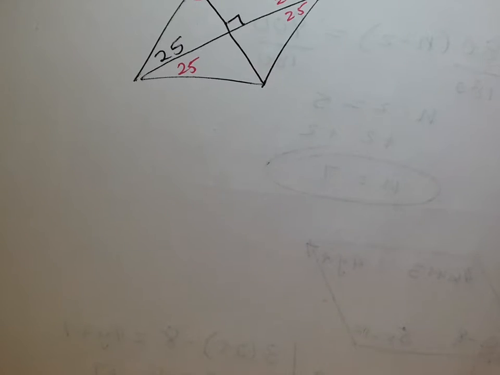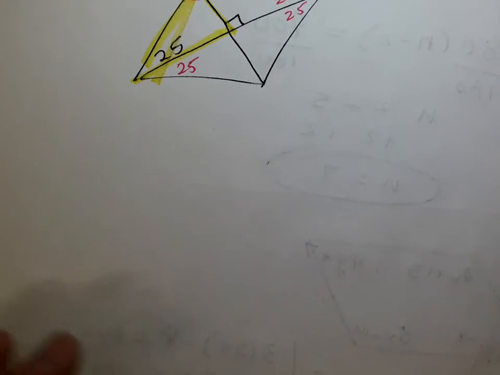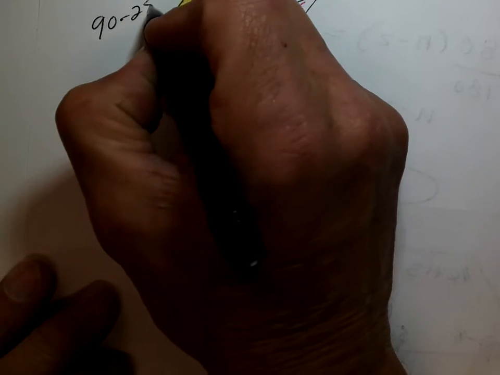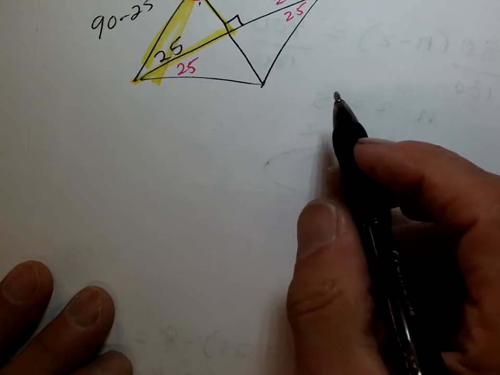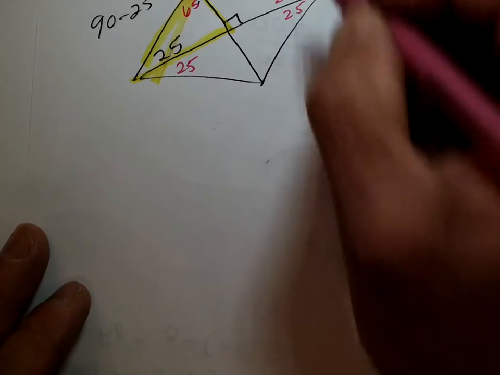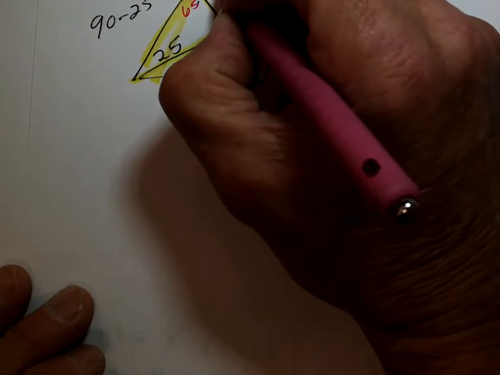Okay? Now, to get this angle right here, I'm just going to look at it as a right triangle. Okay? So I see a right triangle right there. You guys see my right triangle, right? And in a right triangle, I can find out what this is by just going 90 minus 25 should give me that angle right there. 90 minus 25 is 65 degrees. So this angle is 65. In a rhombus, we bisected our angle, so that's also 65.